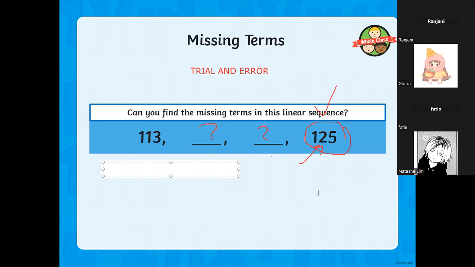And then addition of 4. Let's try. Okay. Addition of 4. 113 plus 4. How much? 117. Betul. After 117 plus 4 will be 121. 121 plus 4, 125. Yay, pandai. Can you see that?